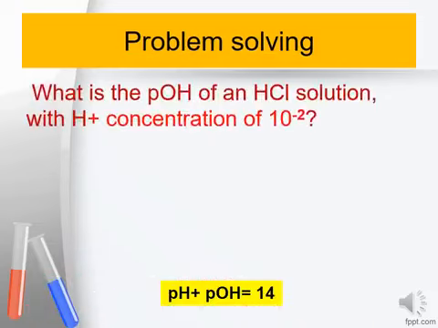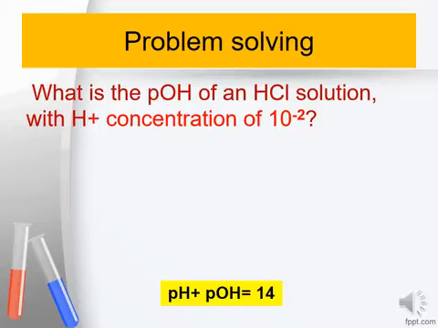Another problem solving. What is the pOH of a hydrochloric acid solution with hydrogen concentration 10 to the power negative 2? Here he asked about the pOH. pOH is expressed as the negative log of the hydroxyl ion concentration. Here, this solution is acidic and it contains hydrogen ion, not hydroxyl. So I'm going to get the pH first. The pH for HCl will be negative log of 10 to the power negative 2. Then the pH will be 2.